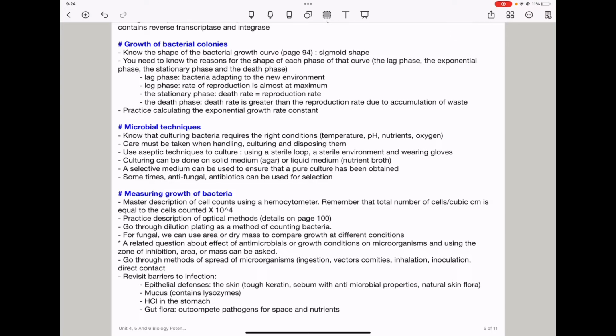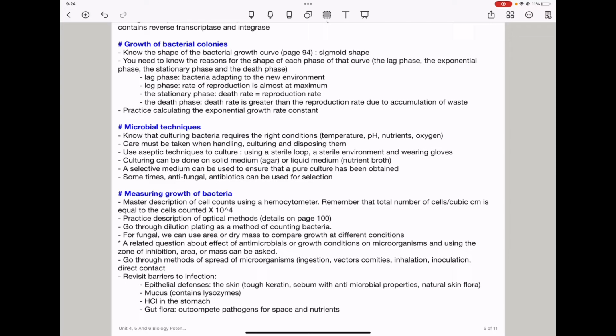Culturing can be done on solid medium, like agar, or it can be done on nutrient broth, the liquid medium. So please practice descriptions of these two methods of microbial culture. And a selective medium can be used to ensure that a pure culture has been obtained. The selective medium could have a specific nutrient. It could have some medication like antifungal or some antibiotics, as well as other components that could be chosen based on the desires of the person culturing.